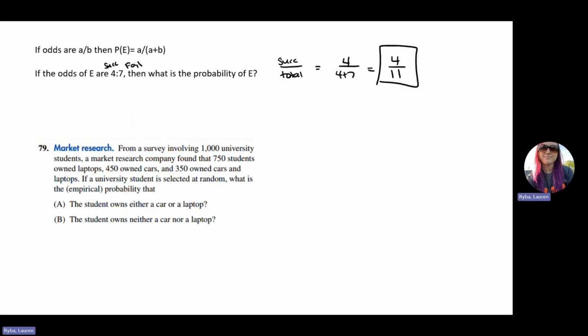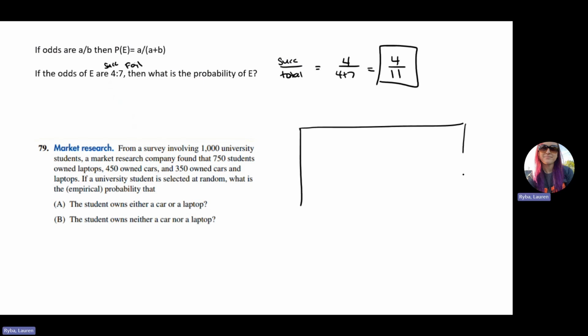I have 3 application problems, and then we will be done for today. From a survey involving 1,000 university students, a market research company found 750 students owned laptops, 450 owned cars, and 350 owned cars and laptops. If a university student is selected at random, what is the empirical probability of the following?